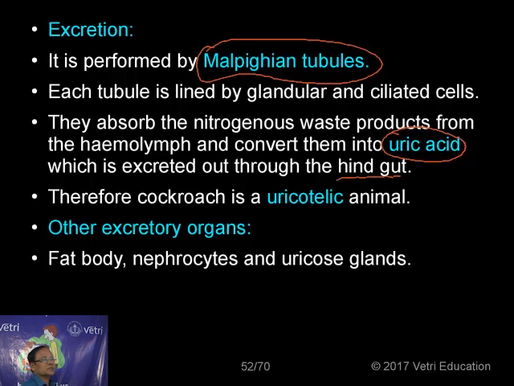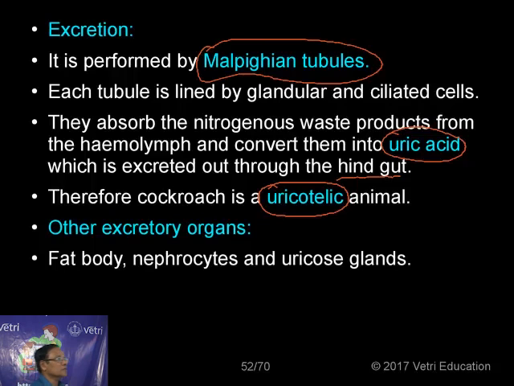The filamentous structures collect the waste products, convert them into uric acid and put it into the lumen of the hindgut from where it is eliminated through the anus. As the cockroach eliminates uric acid as waste product, they are also called uricotelic animals. Animals are classified based on the nature of the waste product they excrete. So uricotelic animals like reptiles, birds and insects all excrete only uric acid. That's why they're called uricotelic animals.